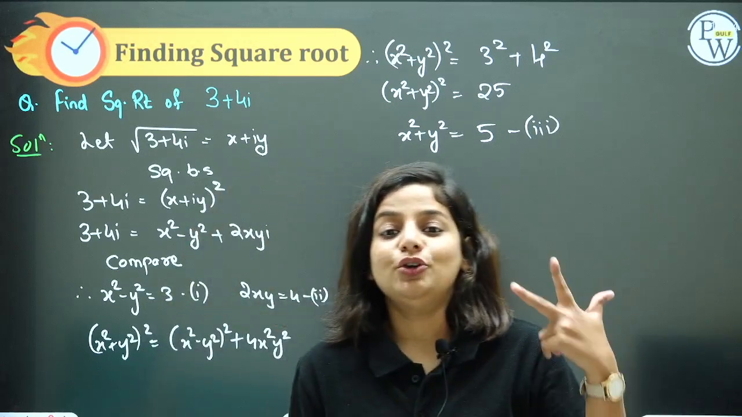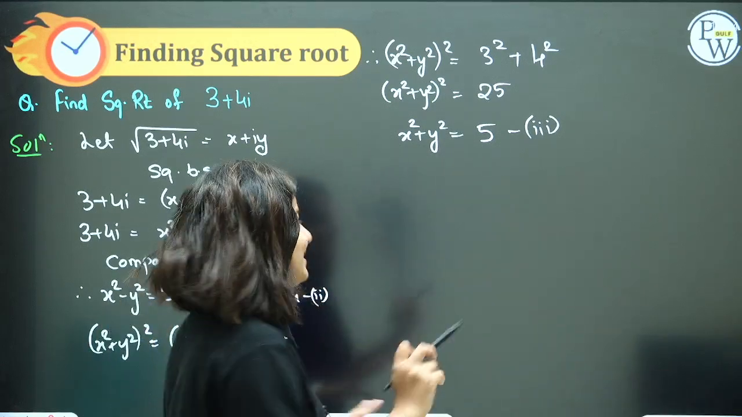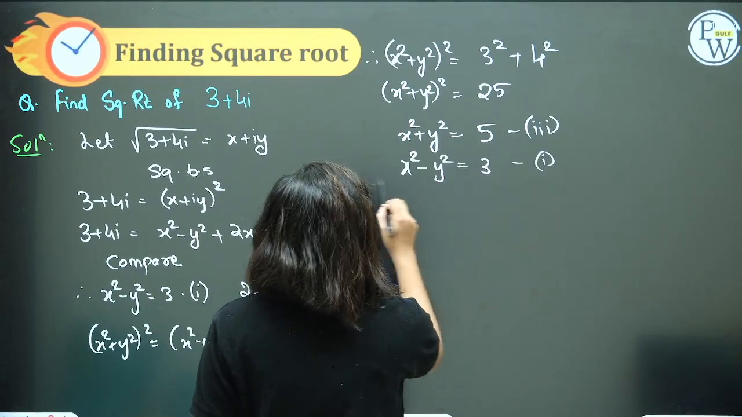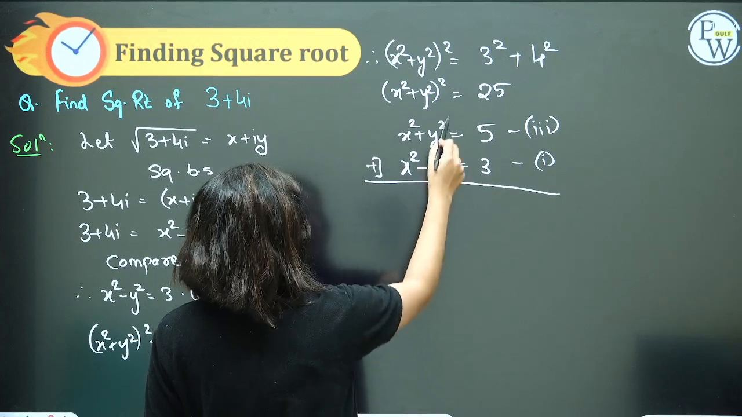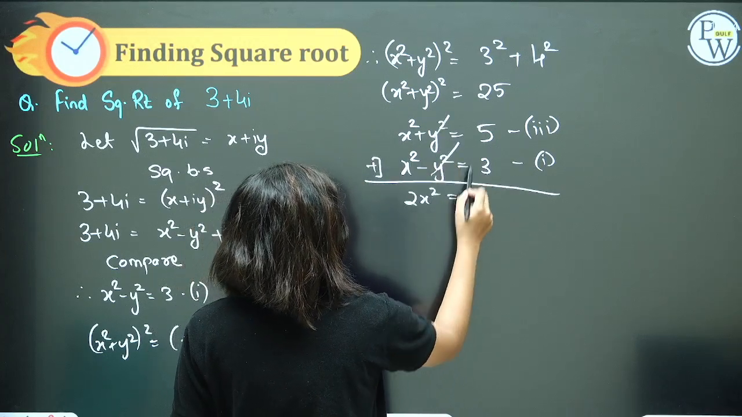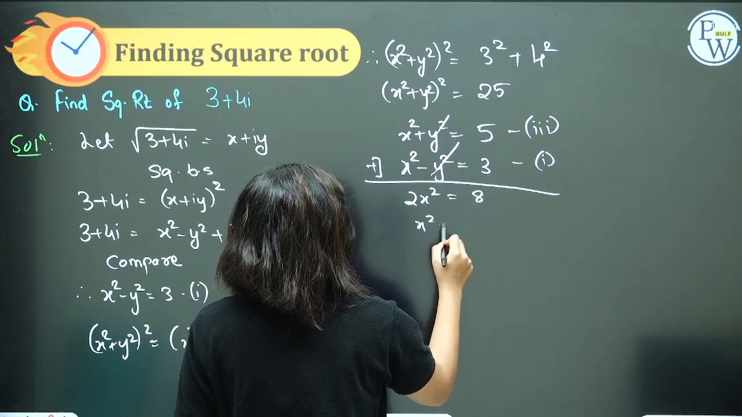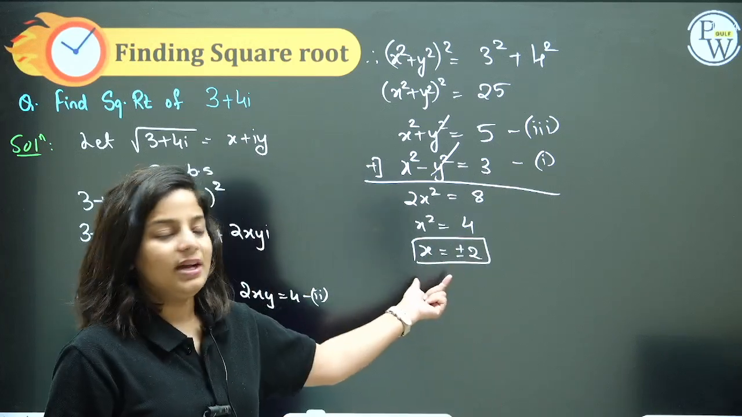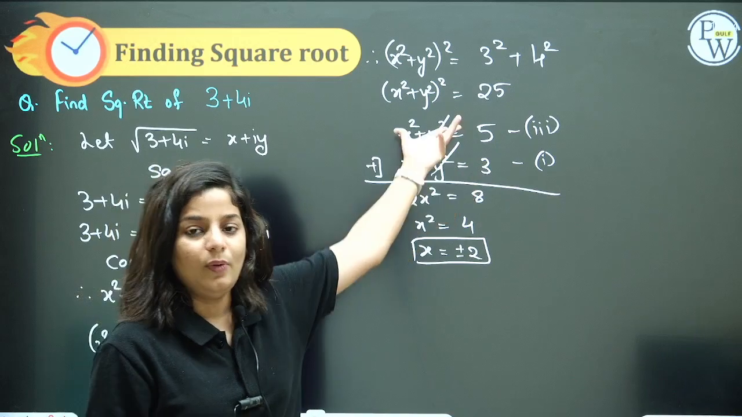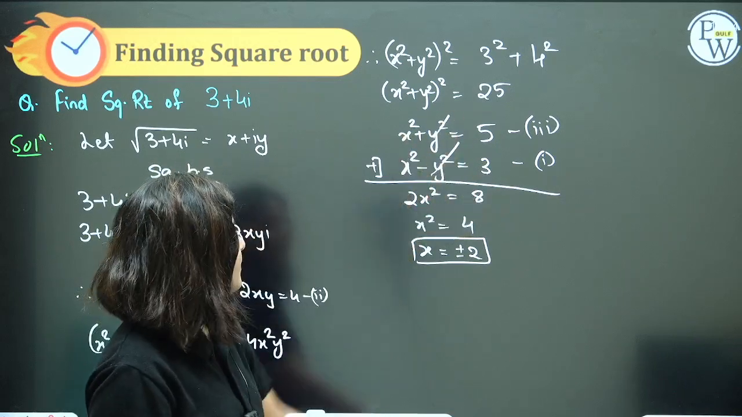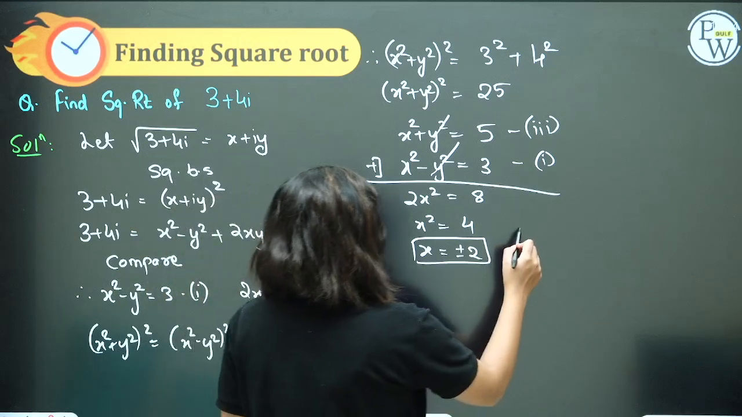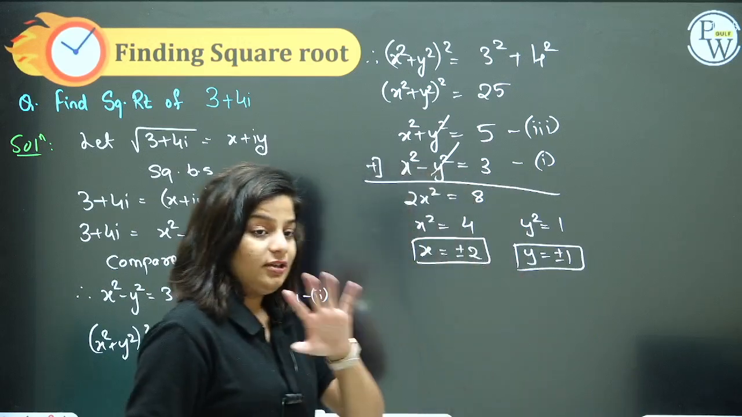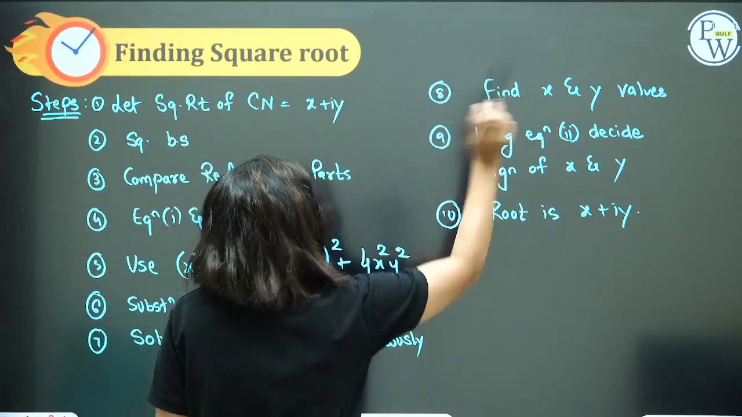After you get 1, 2, 3, you will be solving 1 and 3 simultaneously. Equation 1 I am writing here and add them. y square cancels. 2x square is equal to 8. x square is equal to 4, x is equal to plus or minus 2. And once you get x, substitute it in either equation 1 or 3. Suppose y square will be 5 minus 4, y square will be equal to 1 and y equal to plus minus 1. Right, we got the value of x and y. We are at step number 8. Finding x and y is done.